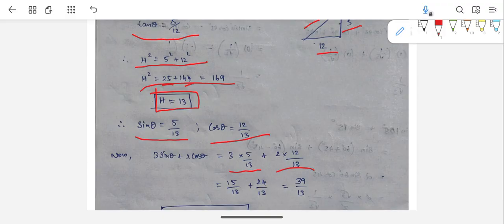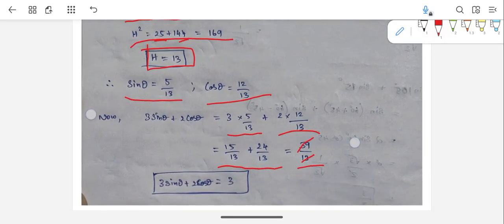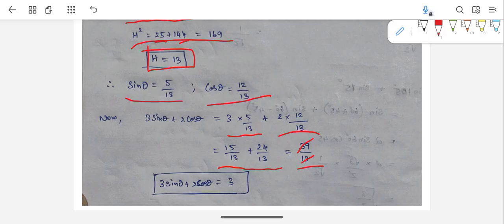3 fives are 15, 2 twelves are 24. You will get 15 by 13 plus 24 by 13. The denominators are the same, so you can just add the numerators: 15 plus 24 is 39 by 13. 13 threes are 39, so the final answer is just 3. So 3 sin theta plus 2 cos theta will be 3.